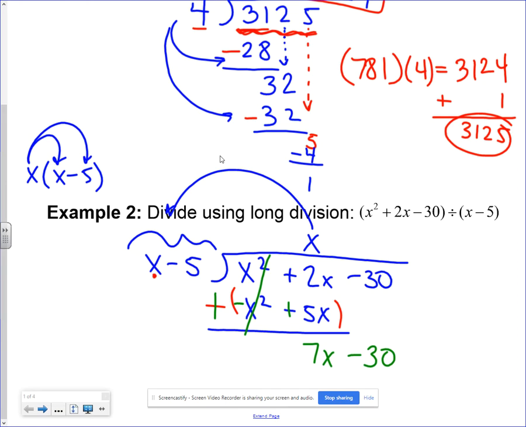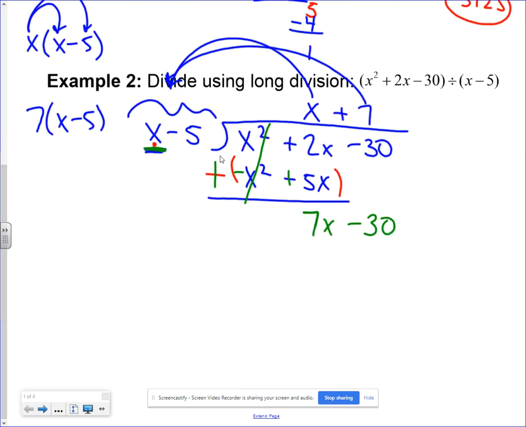So now, let's look at the first term here. It's x. Look at the first term down here. It's 7x. I gotta multiply something by the x here to get 7x. So I want it to match. So when I subtract, it will cancel. So I'm gonna have to multiply by positive 7. So I'm gonna go plus 7 up here. So now I'm gonna take 7 times this quantity. 7 times that quantity gives me 7x minus 35.